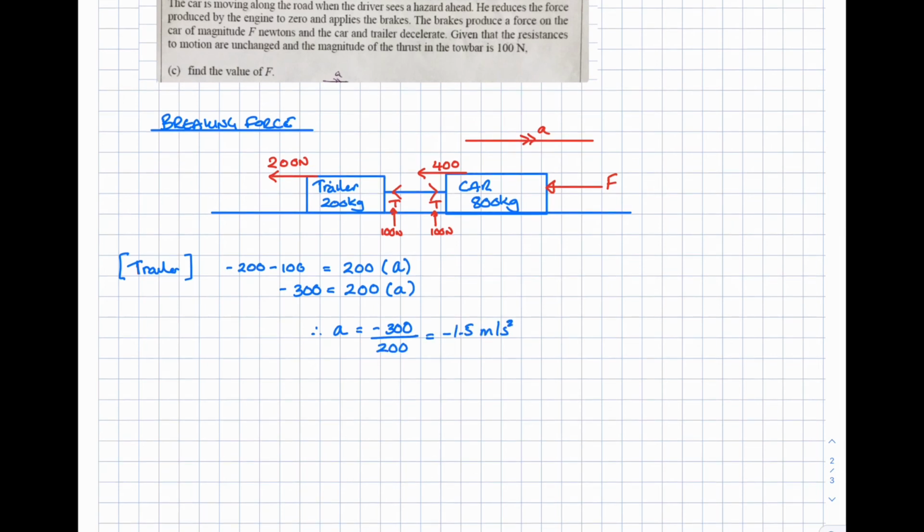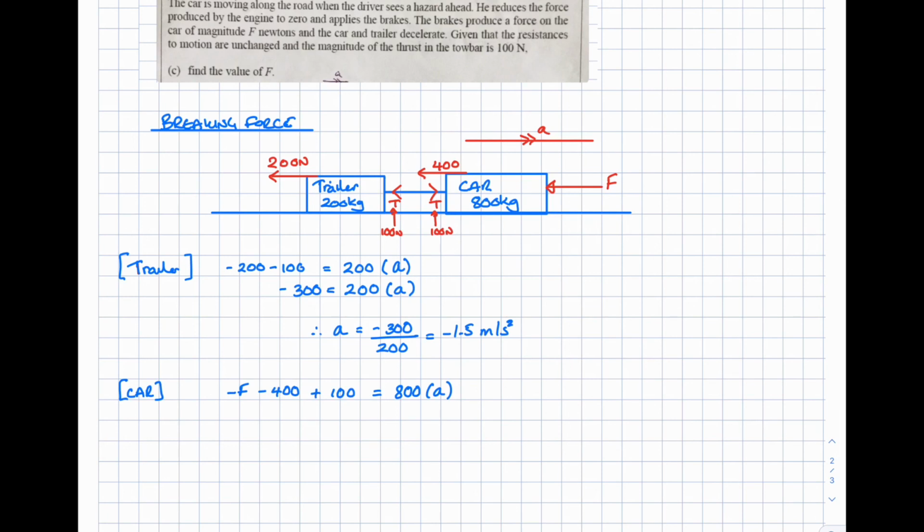So now let's set up an equation of motion for the car. So how many forces are there acting on the car? Well, we've got our braking force, F, acting towards the left. We've got our resistance force on the car of 400 newtons acting towards the left. And we've got our thrust in the tow bar of 100 newtons acting towards the right. So our equation of motion for the car would be written as negative F minus 400 plus the thrust in the tow bar, which is 100 newtons, and that would be equal to the mass of the car, 800, times the acceleration a.